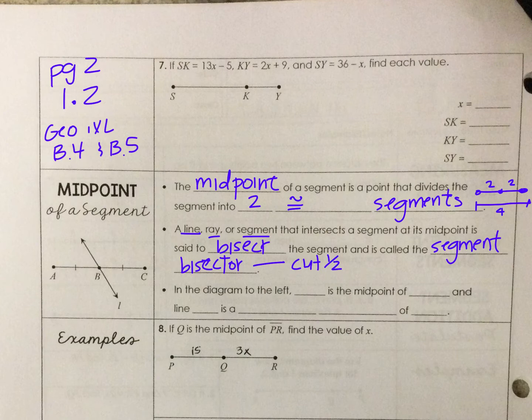So in the diagram to the left, B is our midpoint. We mark these sides with these lines. It tells me they're the same size. B is the midpoint of line AC. And line L right here, that is a segment bisector because it's cutting AC in half. So let's use this information we know to solve these problems.